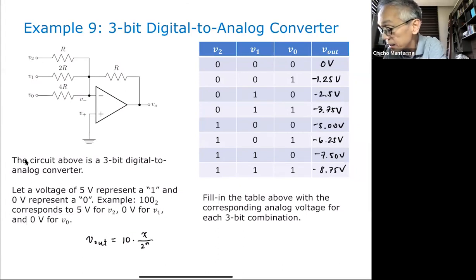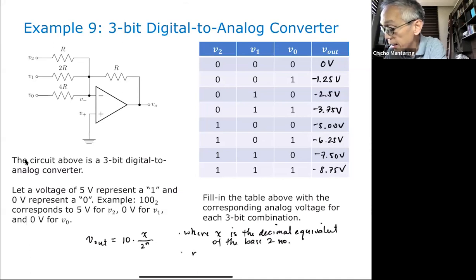Where X is the decimal equivalent of the base 2 number, and then N is the number of bits, no? Number of bits.